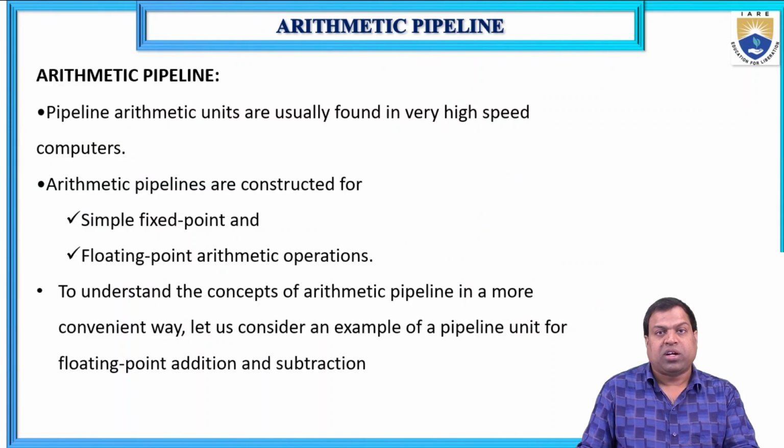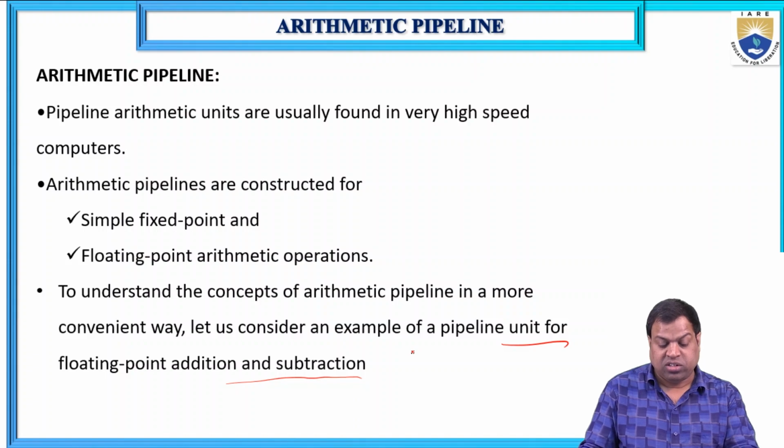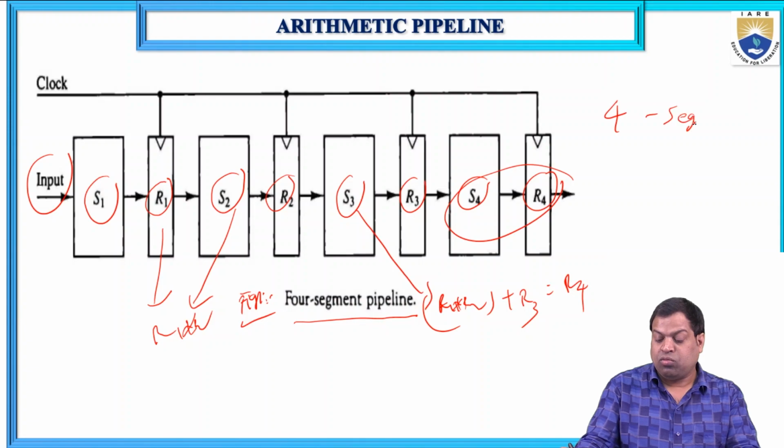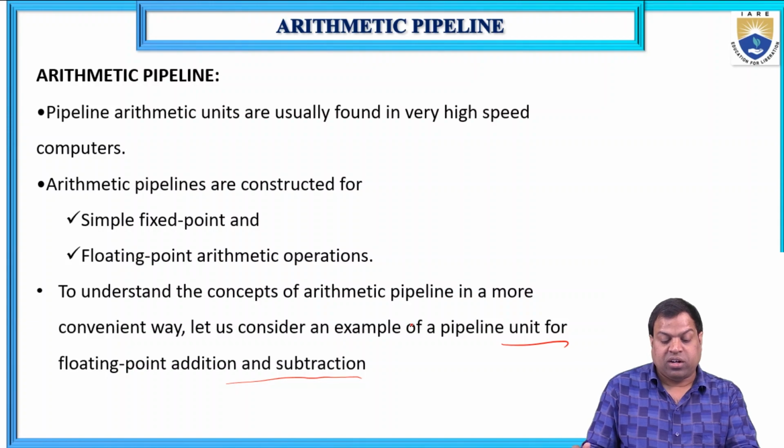Arithmetic pipeline. Pipeline arithmetic units are usually found in very high-speed computers. Arithmetic pipelines are constructed for simple fixed point and floating point arithmetic operations. To understand the concepts of arithmetic pipeline in a more convenient way, let us consider an example of a pipeline unit for floating point addition and subtraction. Here I am taking only 4 segments and 4 registers, as one arithmetic pipeline operation.